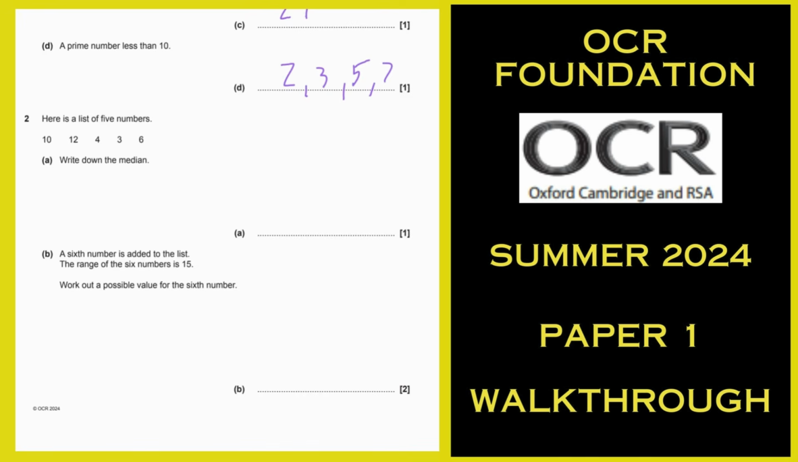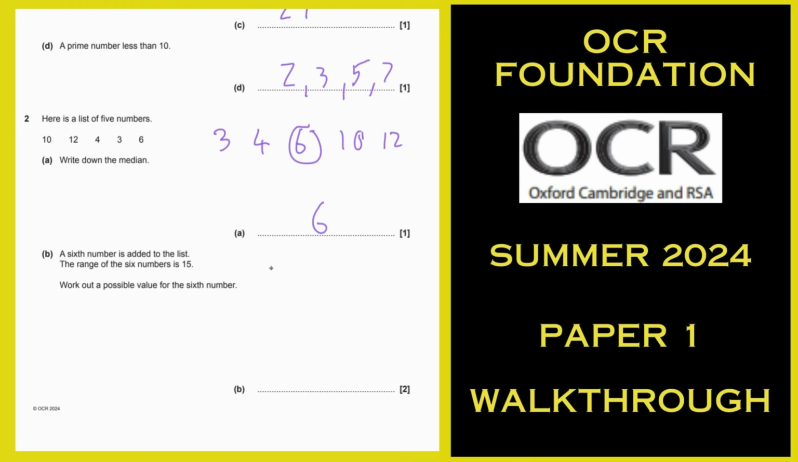Write down the median. No, it's not 4. They're not in order. Unfortunately, it's one of those where you have to be wide awake. Make sure you put them biggest to smallest or smallest to biggest, and the number in the middle is our median.